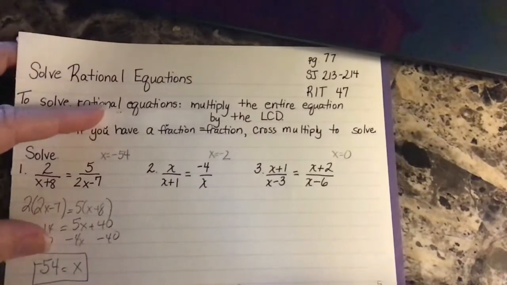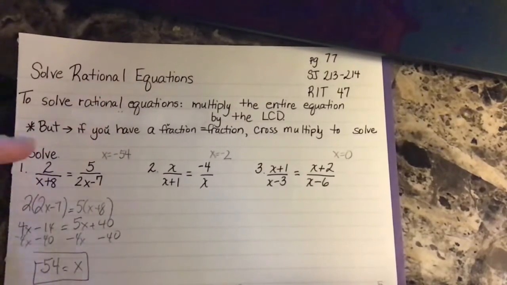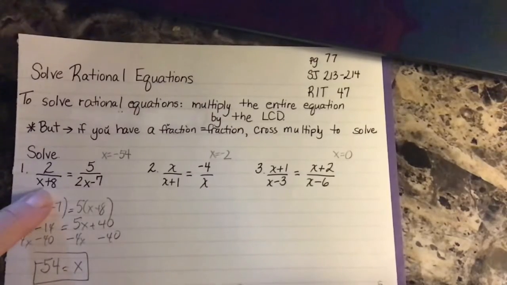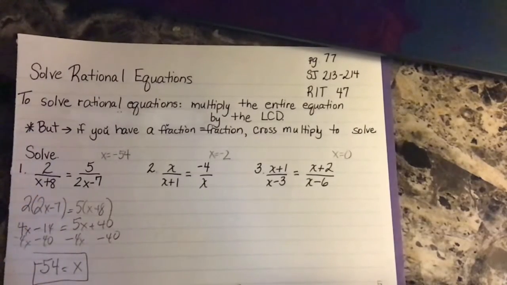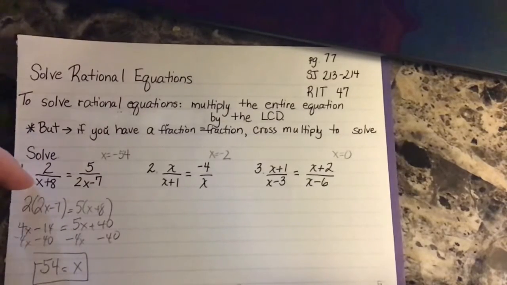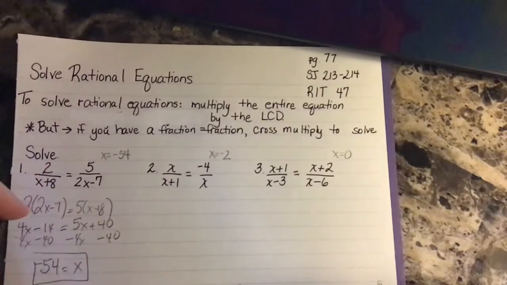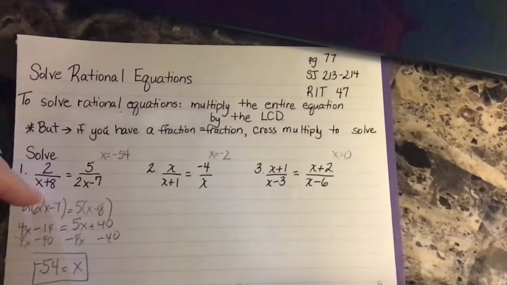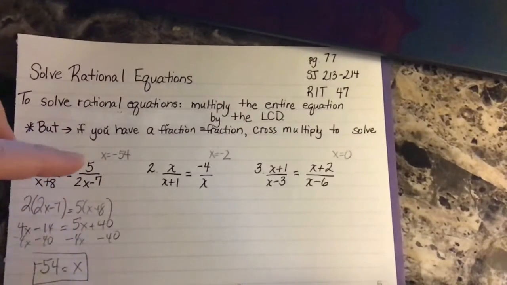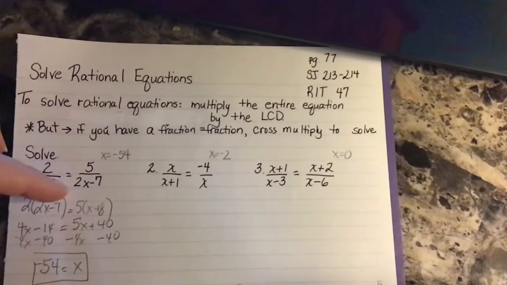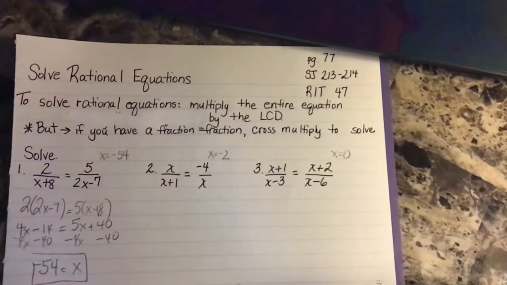X equals negative 54. You could also substitute it in. Negative 54 plus 8 is what? Negative 44. So 2 over negative 44 would be negative 1 over 22. And then you'd have, that's probably not going to work, is it? Then you'd have, I'm going to get rid of all that.